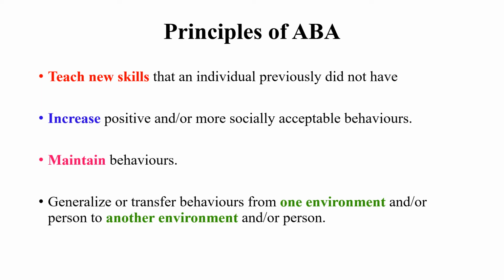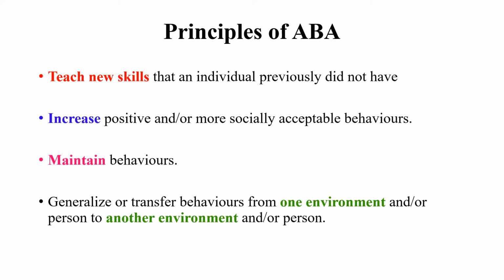The second one is that the child or individual has that behavior but it occurs rarely and is not happening all the time. So, increase positive or more socially acceptable behavior. The frequency of the occurrence of the behavior has to be increased, that is, the positive behaviors.